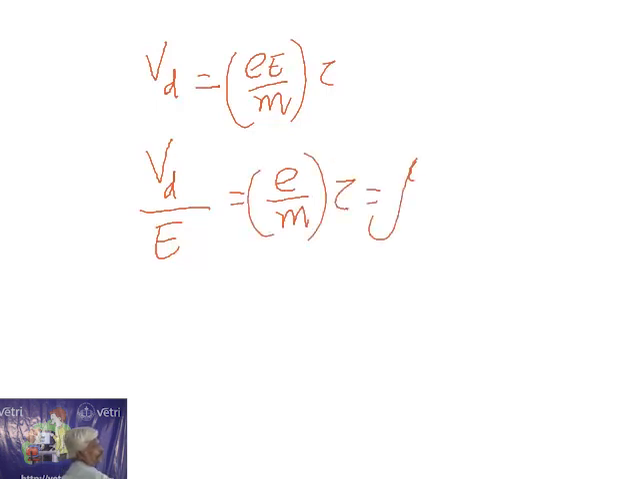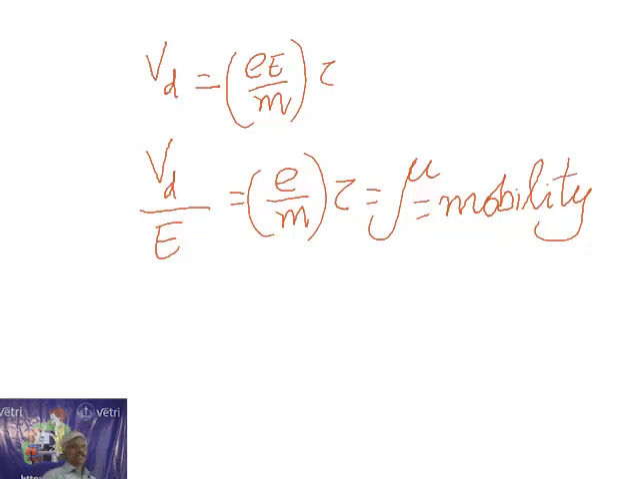This is called mu, so be careful. What is Vd by E? This is drift velocity acting for unit electric field. Drift velocity acting on unit electric field is called mobility. This mu can be called mobility. Since the electron is in motion, that is called electron mobility.